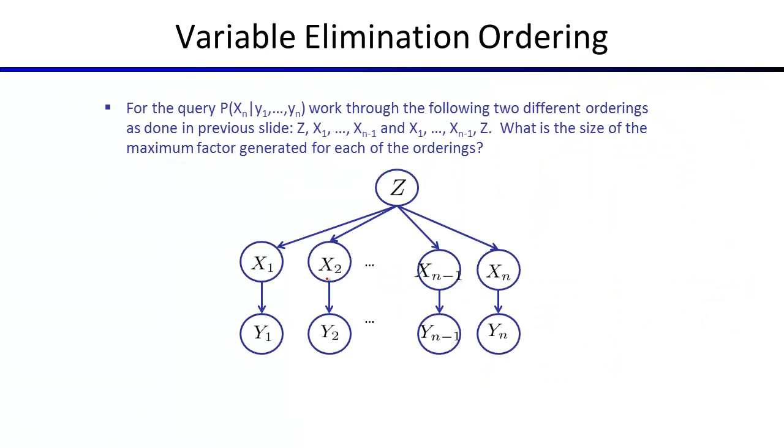Okay, so let's do a little quiz here. We have a base net similar to the one on the previous slide, z at the top. Then x1 through xn are the children of z. Each of them has their own child, y1 through yn. Okay, we're interested in the query shown over here. What's the distribution for xn given y1 through yn?